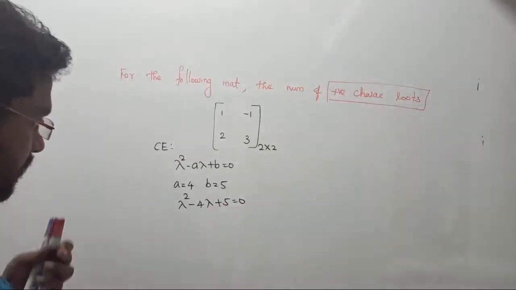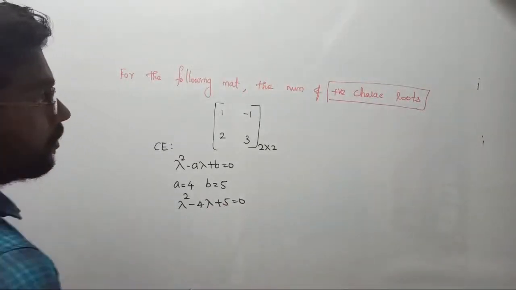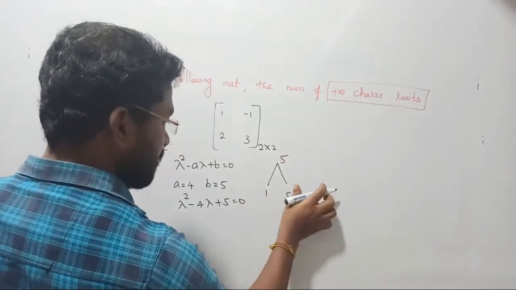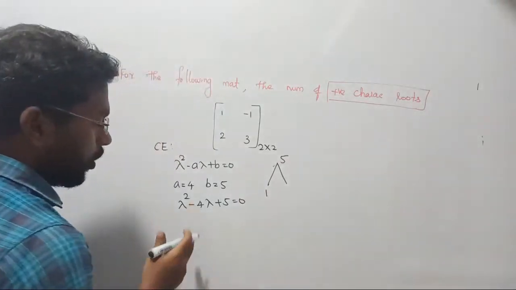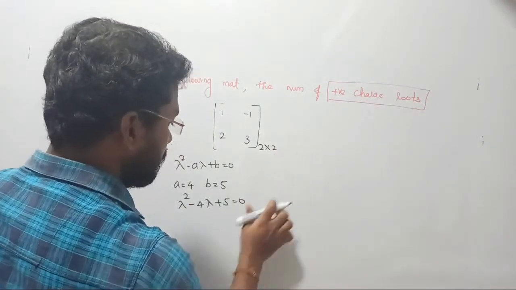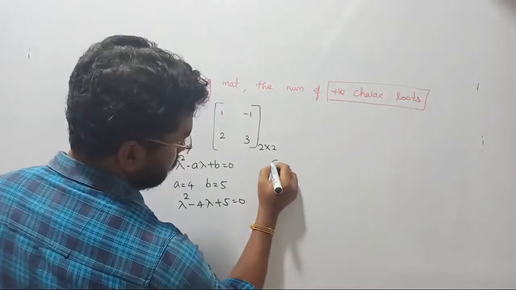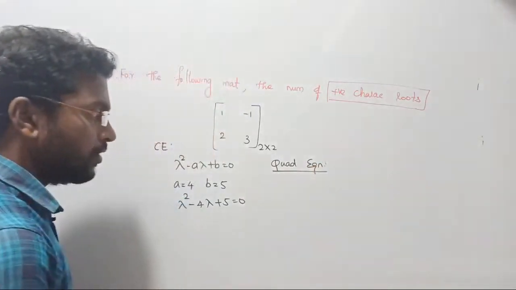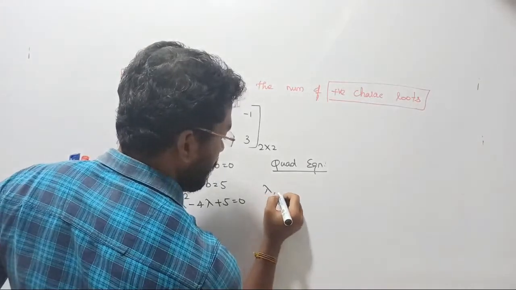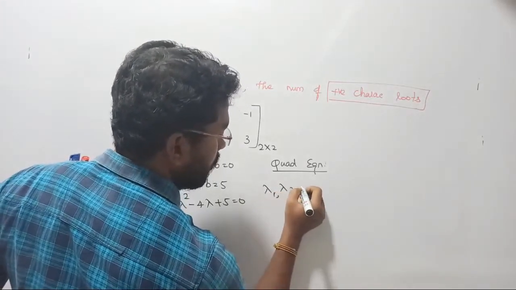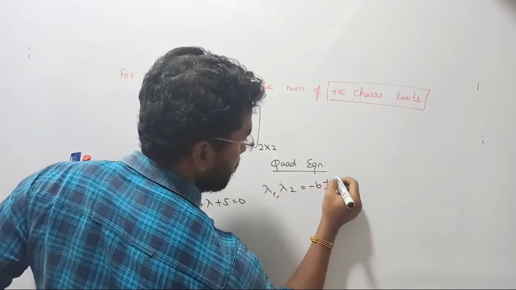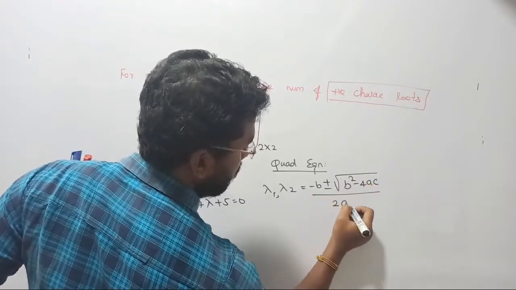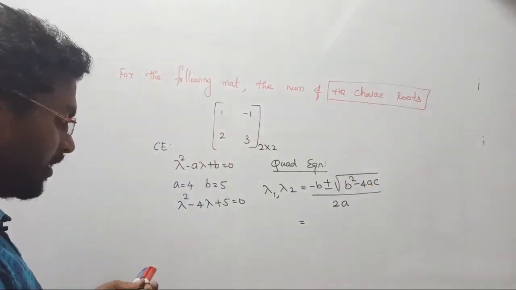I think we cannot break this into roots directly. Can we? Let us try. 1 into 5, no, that is not possible, because you won't get minus 4. Okay, let us go ahead with the quadratic formula. Since it is a second order polynomial, in order to obtain lambda 1 and lambda 2, the formula is minus b plus or minus under root of b square minus 4ac, upon 2 times a.